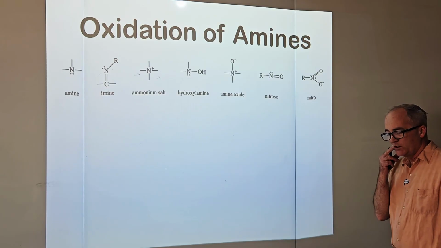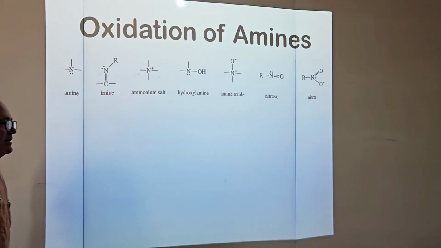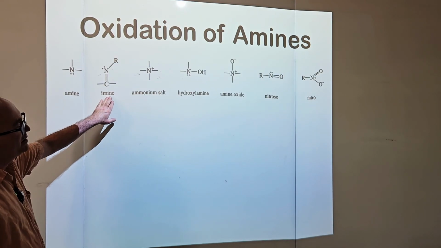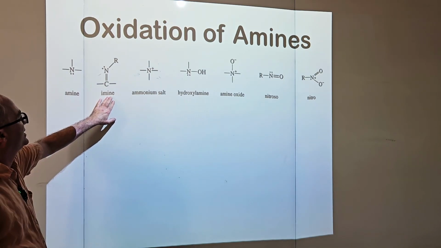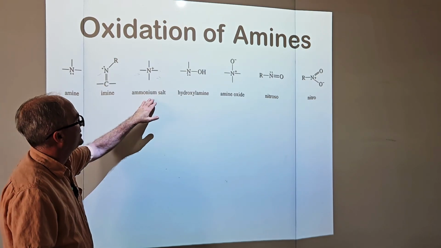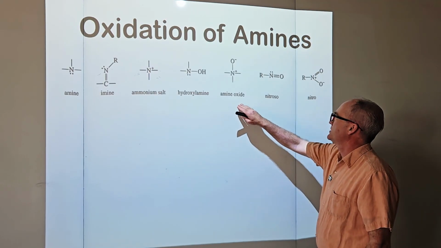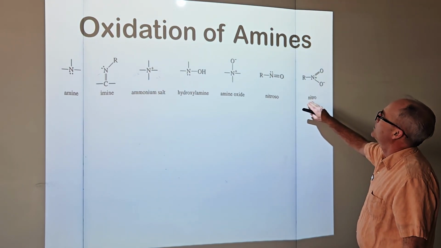All right, we've been reducing nitriles, amides, nitro groups, azide groups. What about oxidation? Now notice this is what you get when you react an amine with a ketone or aldehyde. And then we can reduce that to the amine. Here's an ammonium salt. Here's the hydroxylamine. Here's an amine oxide. Here's a nitroso group and nitro.